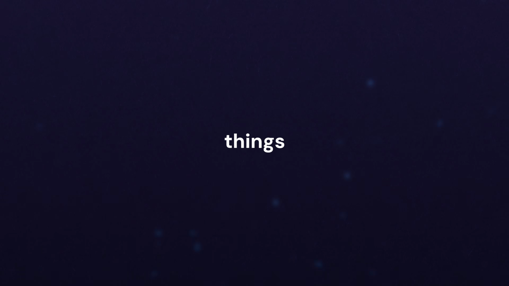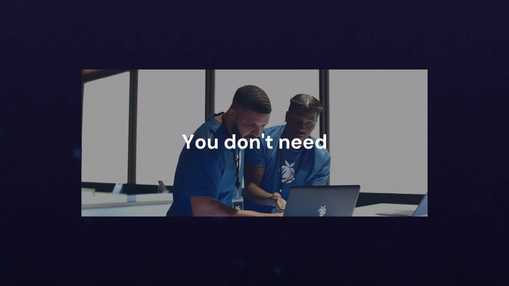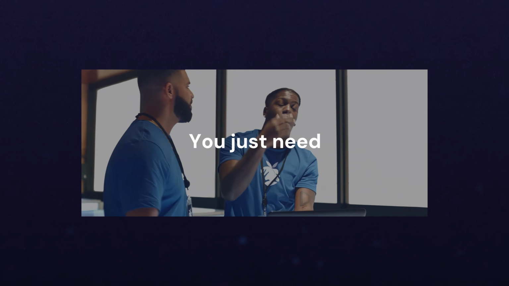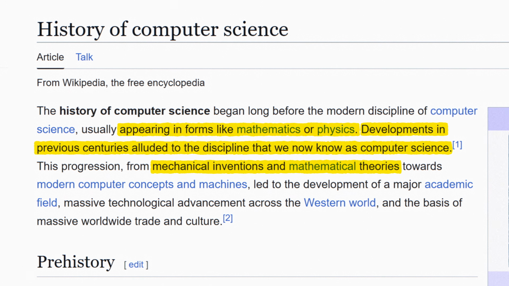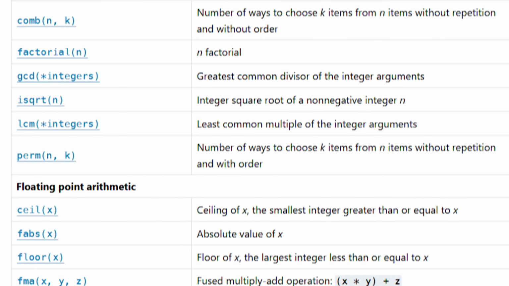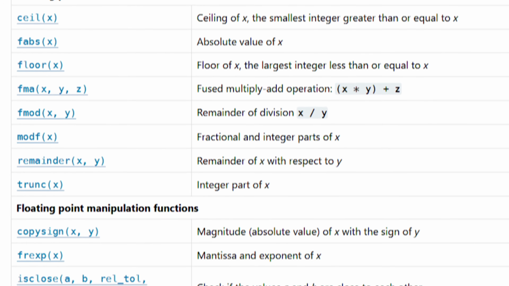One of the most annoying things I hear as a developer is "you don't need to know any math to write code. You just need to know how to code." Computer science as a field was invented by mathematicians and cryptographers for a reason. There's a ton of math involved, even if it's usually abstracted away from you by some library.